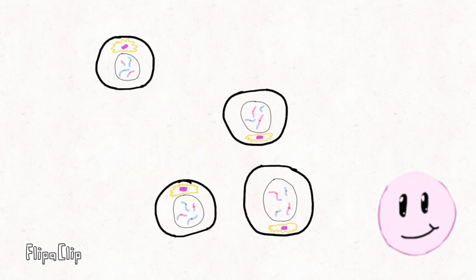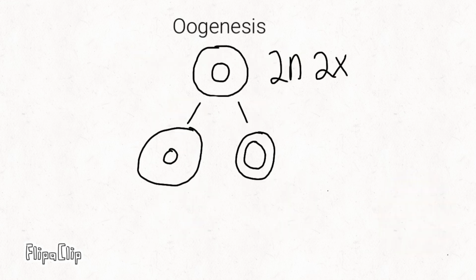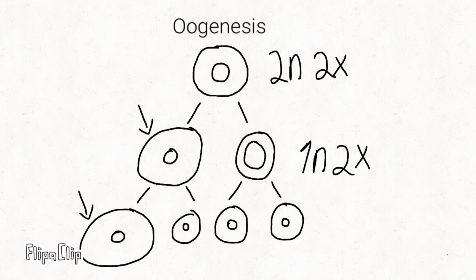Now that meiosis is complete, let's talk about oogenesis. In the first division of oogenesis, the cytoplasm does not divide equally. In meiosis 1, the egg cell group will have 2 cells. In meiosis 2, one of the 4 cells will be unequal to the others.